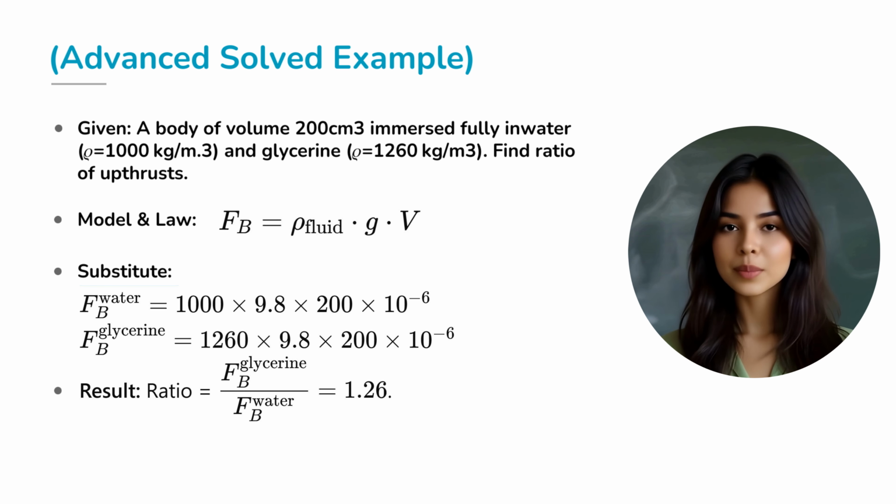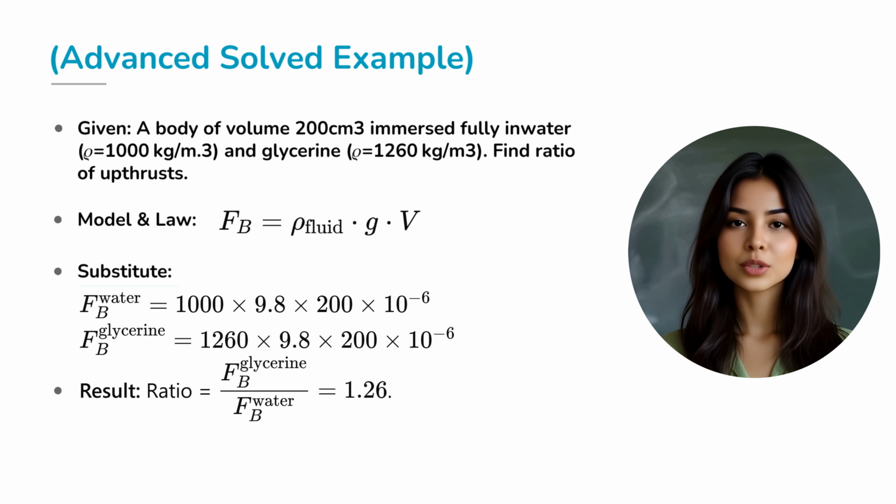Step 2. Compare results. The upthrust in glycerine is 1.26 times the upthrust in water. So, for the same body and same volume, the denser fluid provides 26% more upward force. That's the power of density in buoyancy.